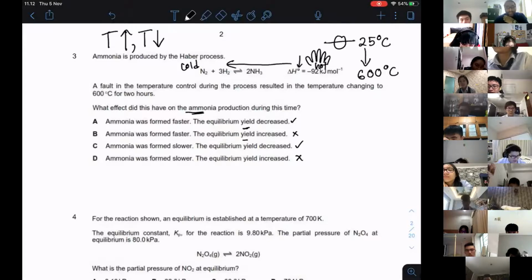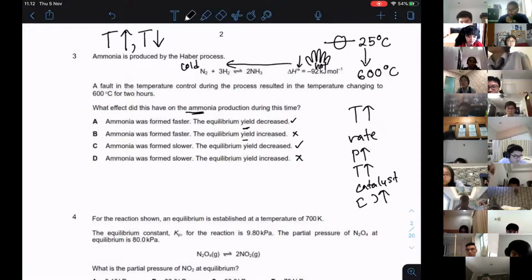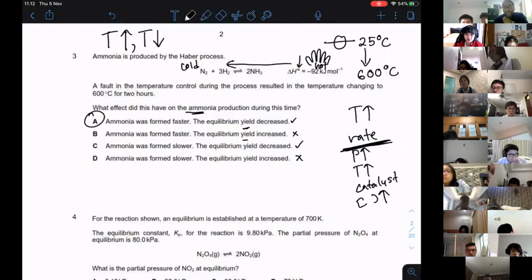Then is it going to be faster or slower? Then look at this. Temperature is high. I told you the rate of reaction: pressure higher, temperature higher, you put catalyst, concentration higher, all these will increase the rate. So the rate is definitely going to be faster. I think I mentioned this just now. If you can recall, I told you the rate can be fast, but the equilibrium yield can be less. This is one of the things that I mentioned earlier.